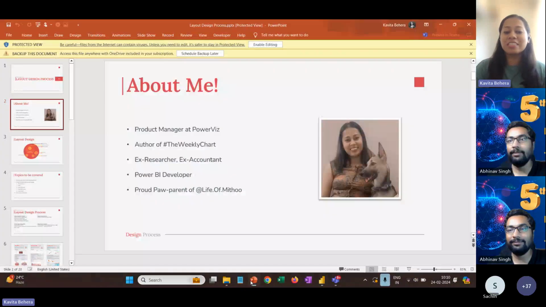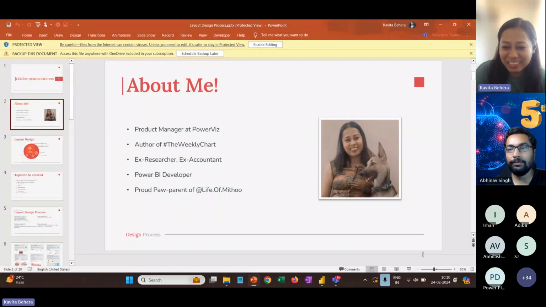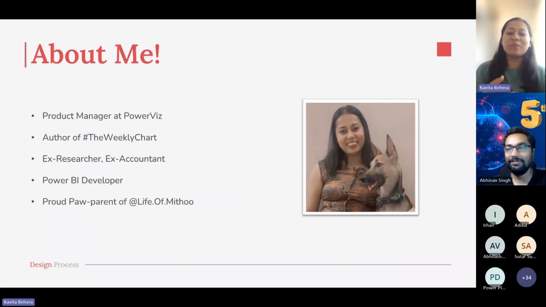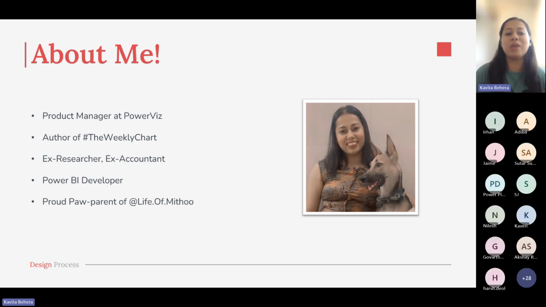This is also a quick bio about me that I didn't share when I was talking. I'm a product manager. I have created a series called hashtag weekly chart where I talked about a lot of different charts, where we should use them, and how to use them. That series got really good engagement. By profession, I'm an accountant and researcher, and now I'm a Power BI developer. I always like to mention I have 2 dogs and I'm a proud paw parent. So yeah, that's a quick bio.